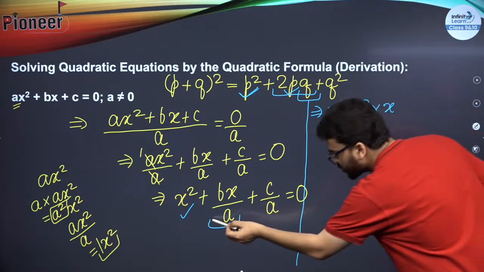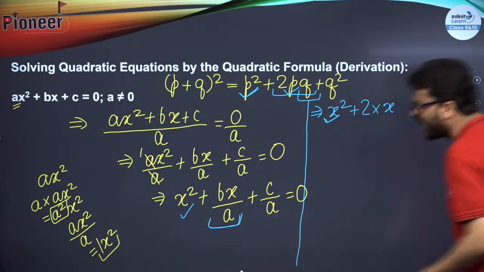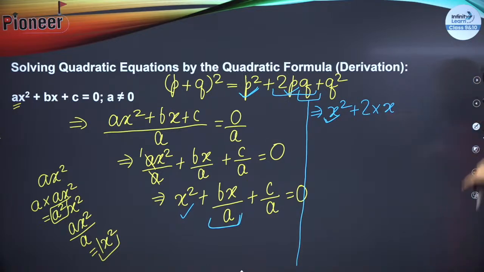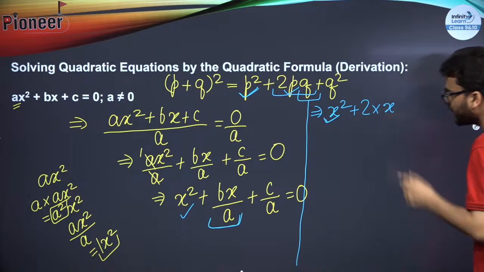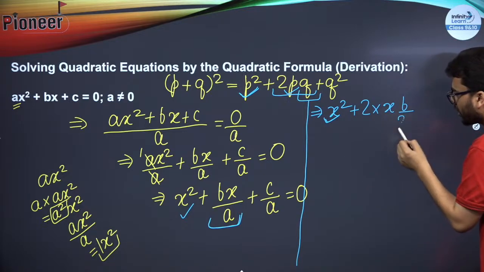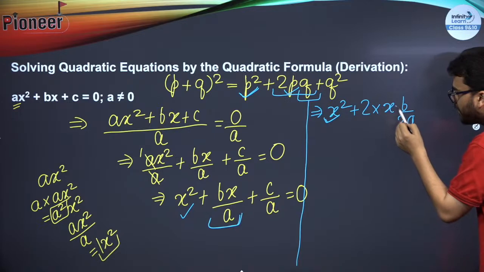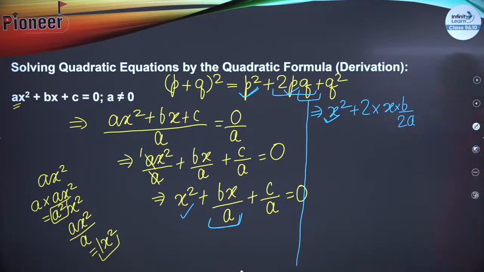Now this expression was bx by a. I have written 2 on my own. So what is left over there, guys? I am left with b by 2a, or not?